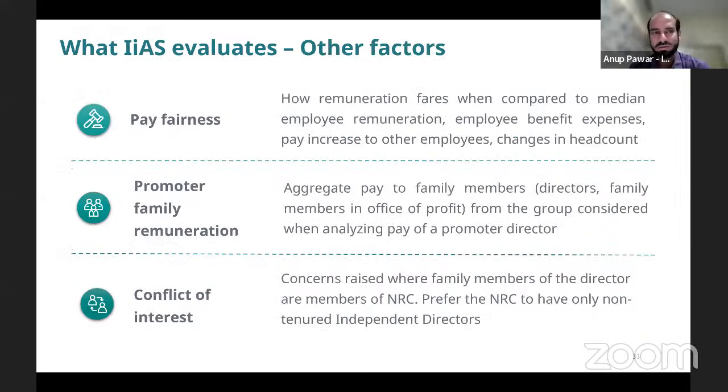Some additional factors, I'll just run through them. Pay fairness. What happened in COVID, and this was unfortunate, is many companies told their employees to take a pay cut, but the CEO or the promoter, professional CEOs sometimes and promoter CEOs sometimes, did not take a pay cut or took a smaller pay cut. And when the impact of COVID went away, it's not like the employee remuneration jumped by a huge amount, but the CEO remuneration jumped by a very large amount, 80-90% in some cases, which we thought was unfair. We also look at overall family remuneration, and any conflict of interest, if the NRC has promoter directors inside.